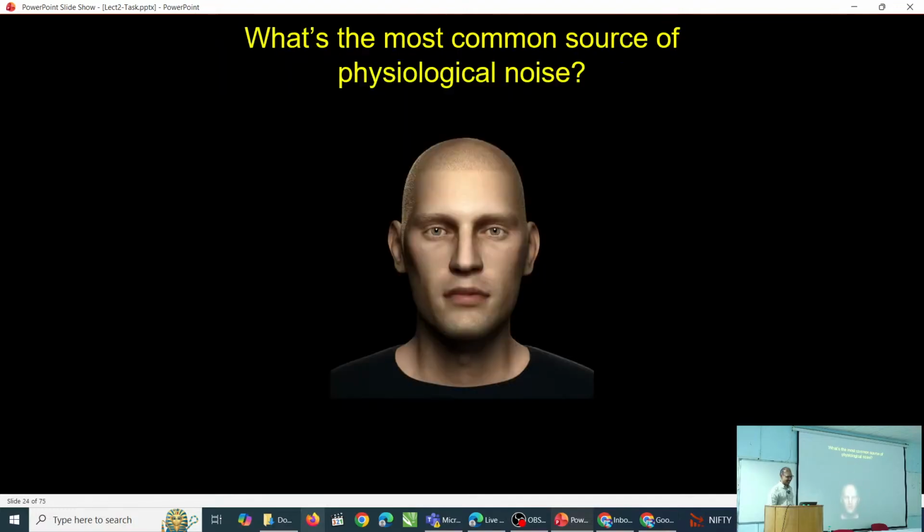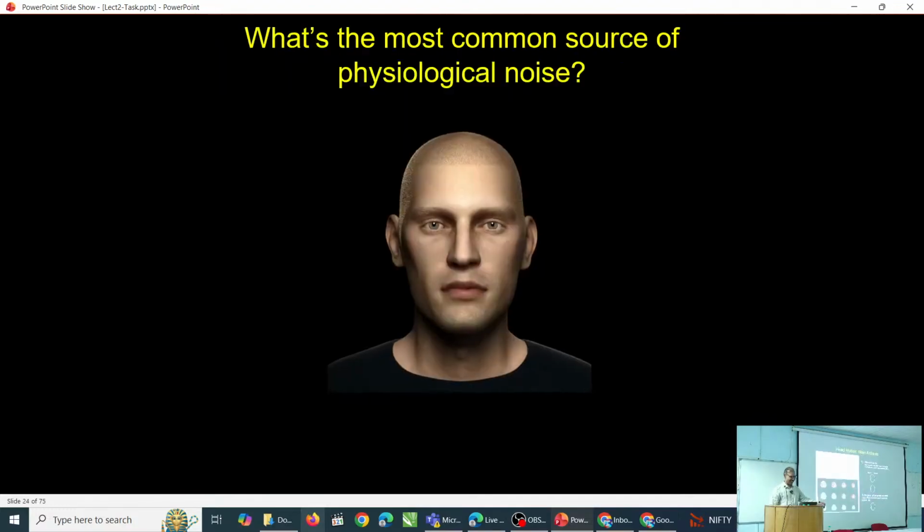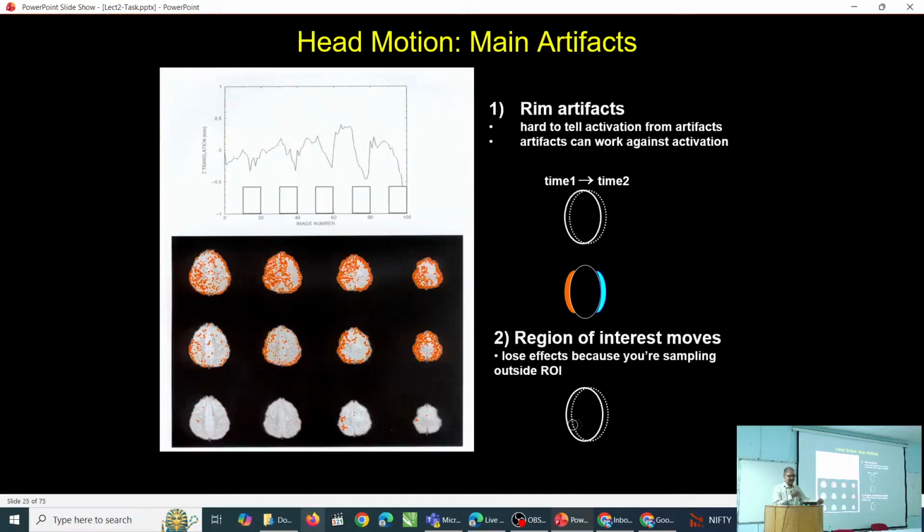You're right. The easiest way to identify head motion is that if you see signal around here on the edge, then it most likely is head motion, right? That is one way to judge. The other way is that if you're getting too much activity, then most likely it is head motion.